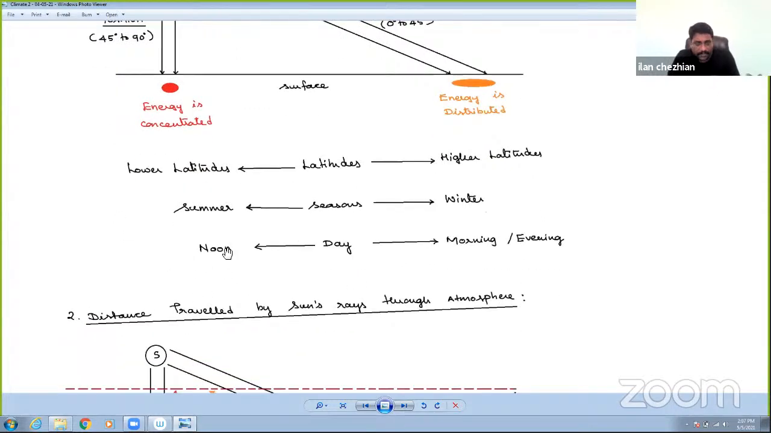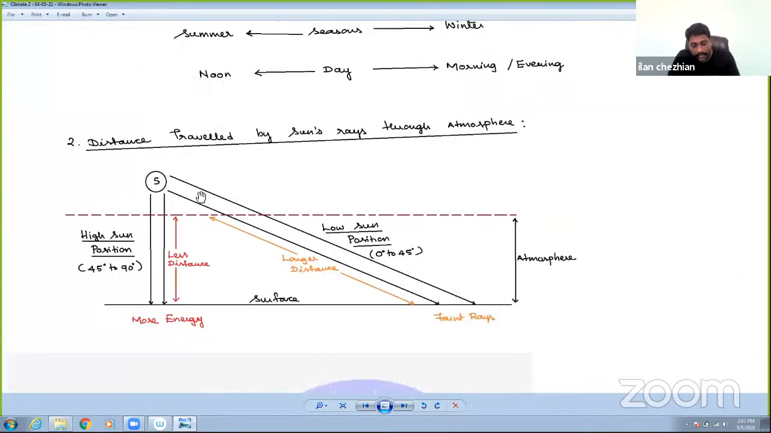And not only summers and winters, my friend, we also talked about what? Why exactly in the afternoon it is sunny, and say for example, in the morning it is not so great in its temperature. The same reason we have taken it, my friend. Okay. And apart from that, we also talked about the distance traveled by sun's rays through atmosphere. High sun position always travels a lesser distance in comparison to slanting sun's rays, my friend. So slanting sun's rays always travel a longer distance to reach the surface of the earth.